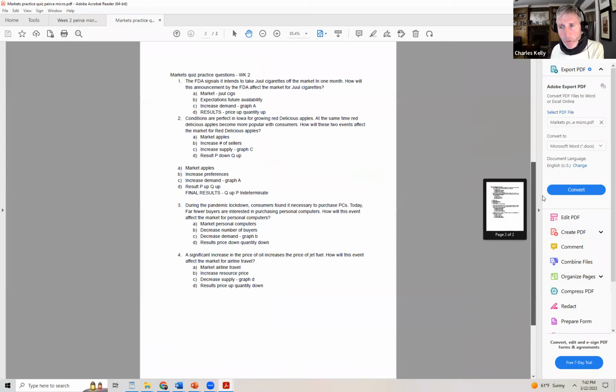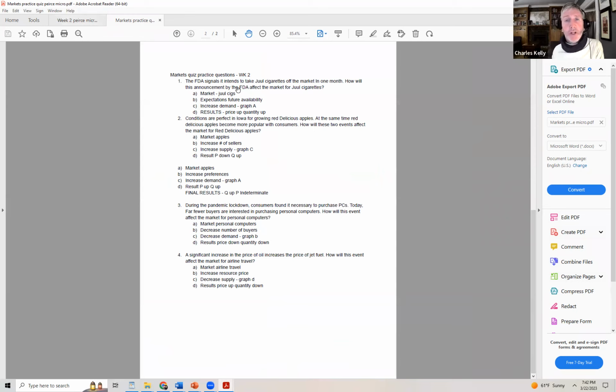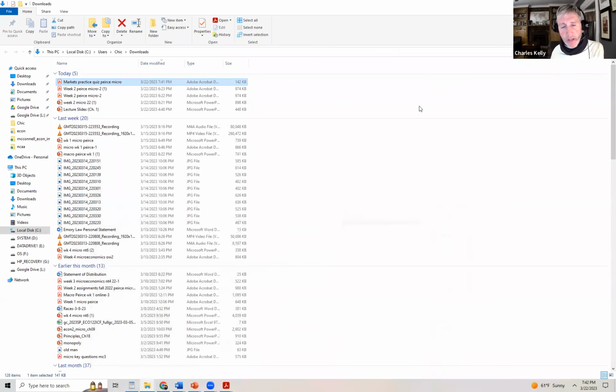So what happens in the market? It says the FDA signals it intends to take Juul cigarettes off the market for a month. How will this announcement affect the market for Juul cigarettes? So in one month, the FDA says, geez, no more Juul cigarettes.